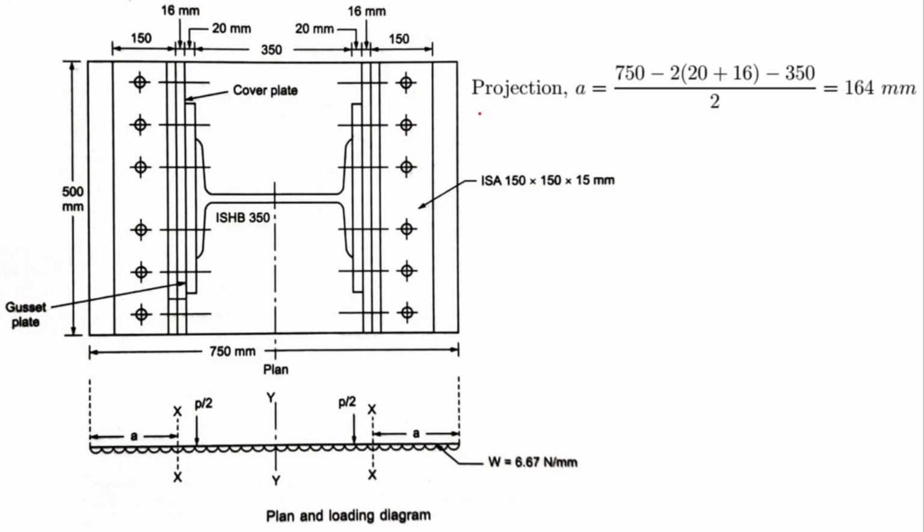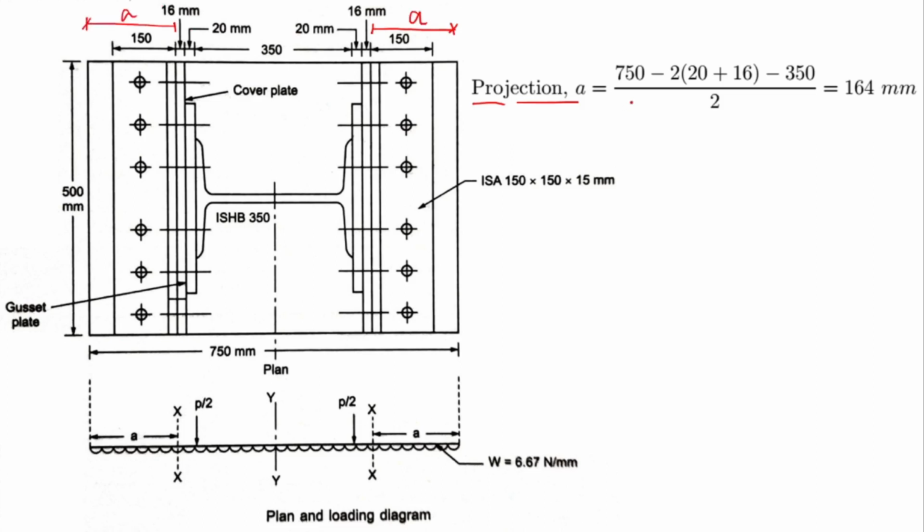If I see the figure, the projection A is the distance from the edge of the gusset plate to the edge of the base plate. It is denoted by small a, and it is for both the sides.